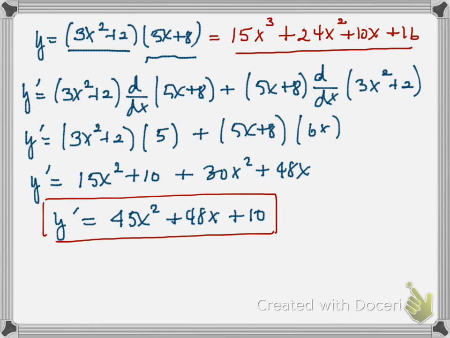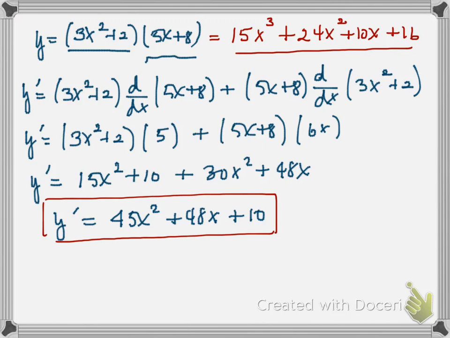The derivative of 15x cubed, 15 times 3 is 45, and then we have x squared. The derivative of 24x squared, we get 48x. The derivative of 10x leaves us with just 10, and the derivative of 16 is 0. So you can see that you could get the same answer if you took the time to multiply this out and simply used the power rule instead of the product rule.